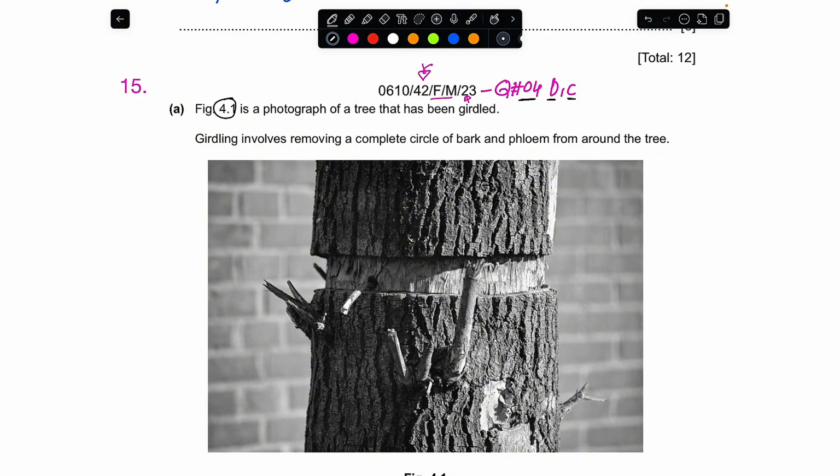They say figure 4.1 shows a photograph of a tree that has been girdled. Girdled means that they are removing some part of the stem. Usually when we do the girdling, the phloem vessels are removed. They say that girdling involves removing a complete circle of the bark and phloem from around the tree. So if we remove the phloem from this part of the plant, after some time this part of the stem would start to appear swollen, because any of the sucrose that is made in the leaves from the glucose would come till this point in the phloem, but it cannot go further beyond this point.